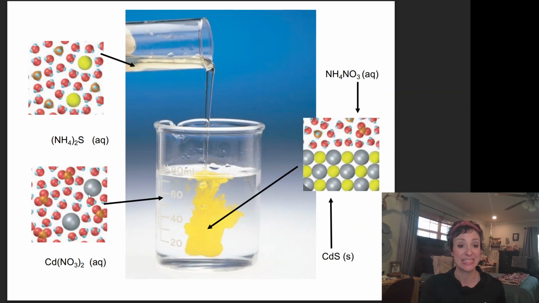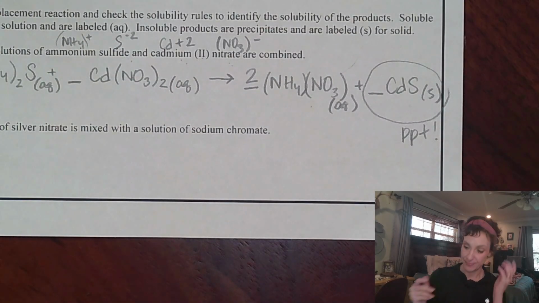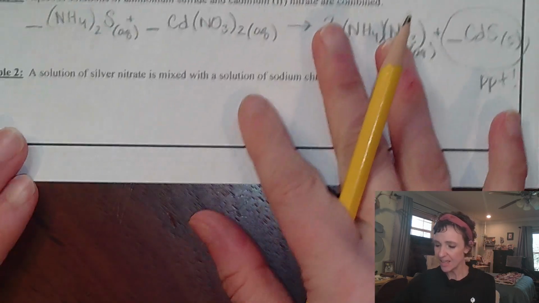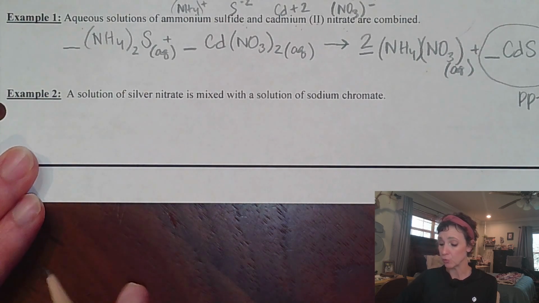So here's me mixing two aqueous solutions of these specific ions in water, coming together to make one soluble product that exists as ions in solution, and one insoluble product that exists stuck down at the bottom, staying away from all those water molecules in solution. Okay, so let's do one more of these, practicing writing double replacement precipitation reactions. This one says a solution of silver nitrate is mixed with a solution of sodium chromate.